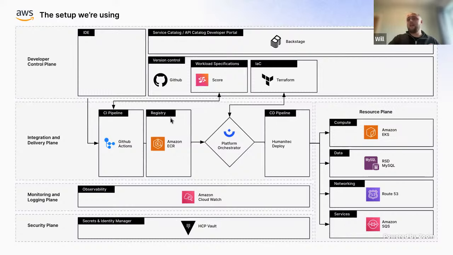Okay. And then in the integration and delivery plane, we're going to be using a lot of GitHub Actions. We're going to be running through those. And then we also have every step of the way that our application needs to get deployed. So we have Amazon's ECR for storing Docker images in. We have the platform orchestrator, which I'm about to talk more about. And then we have the Humanitec deploy mechanism, which is what we're using for our CD, but you could use something like Argo or Flux or any other tool. And I'm going to move on from here because the rest of the resource plane isn't too important for this.